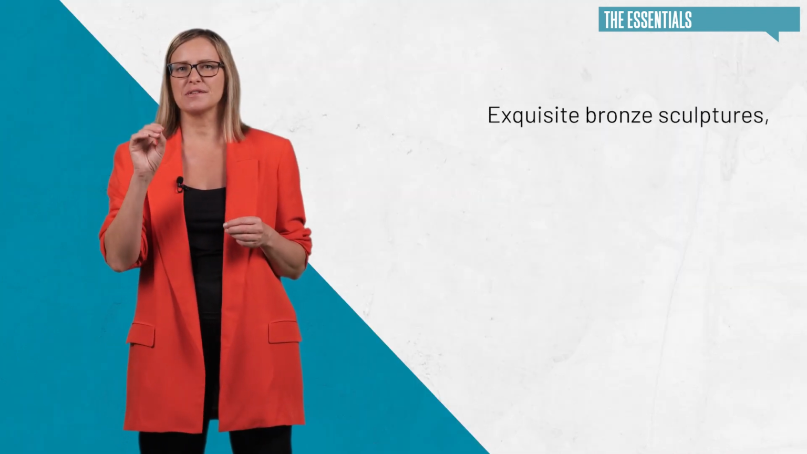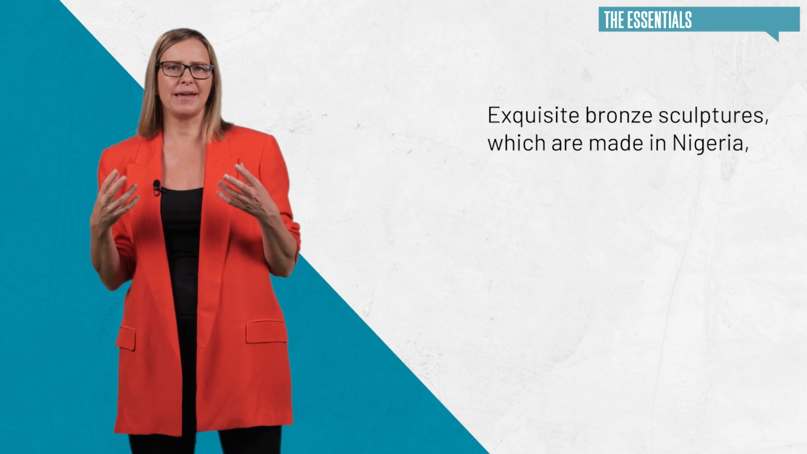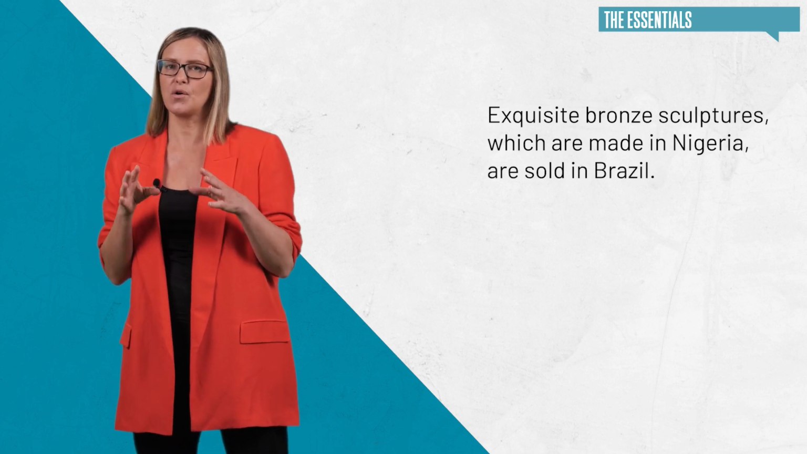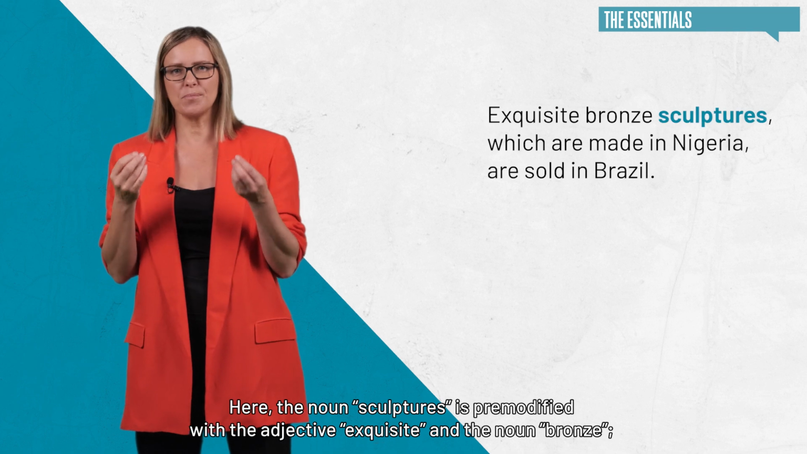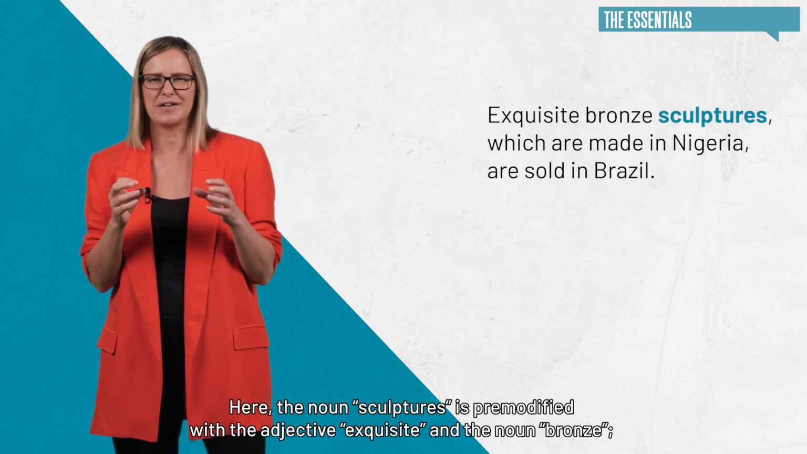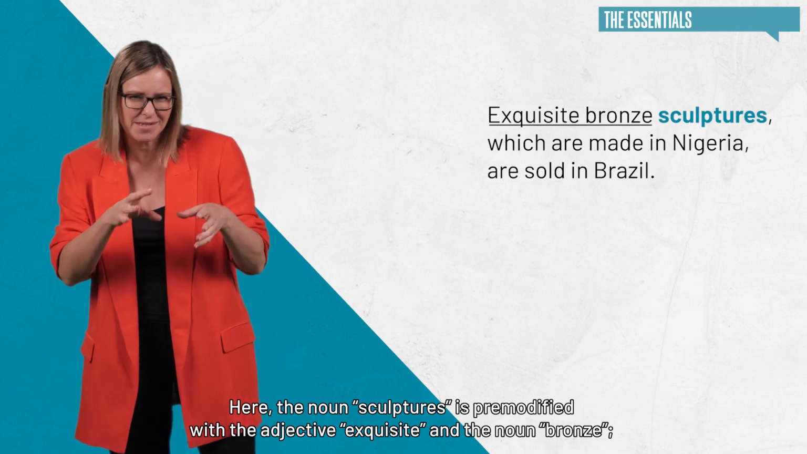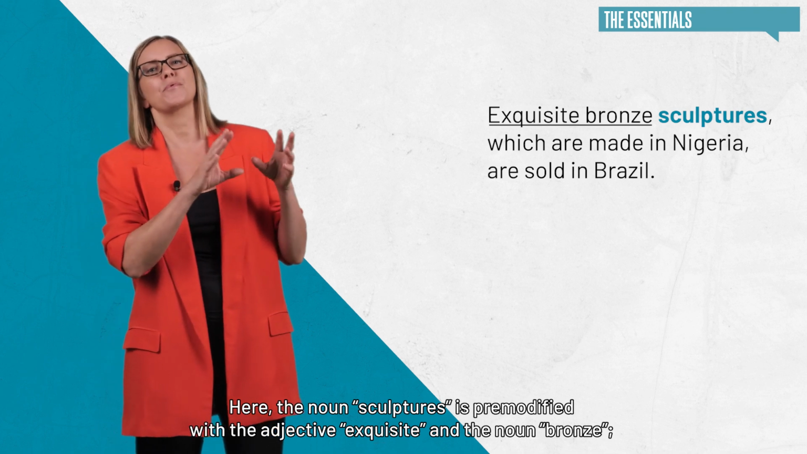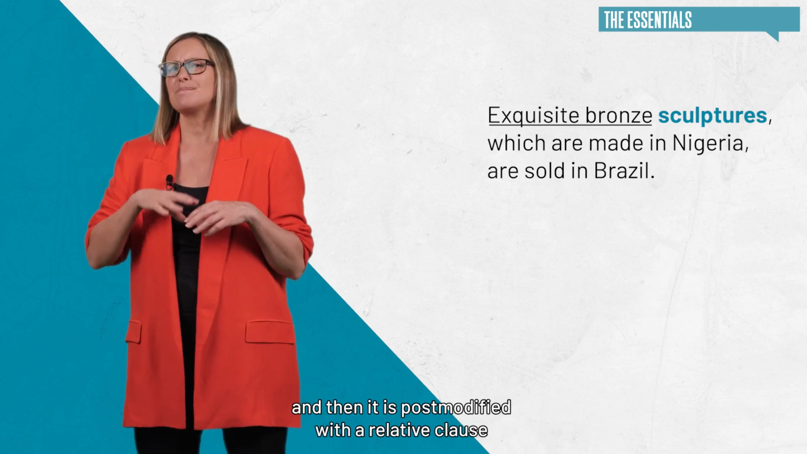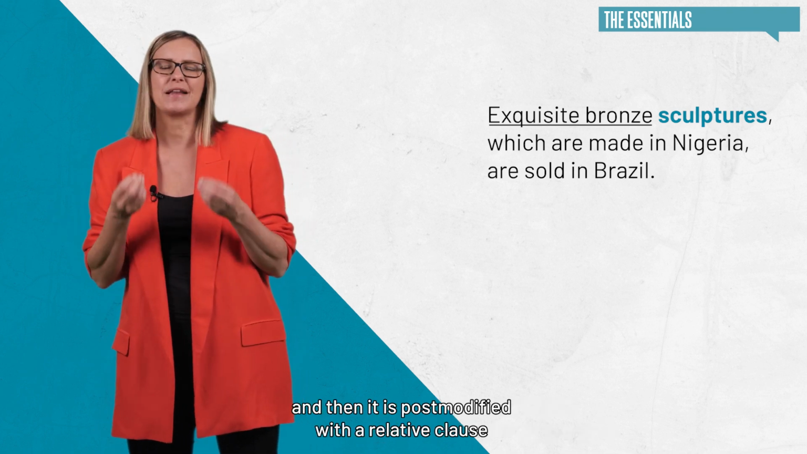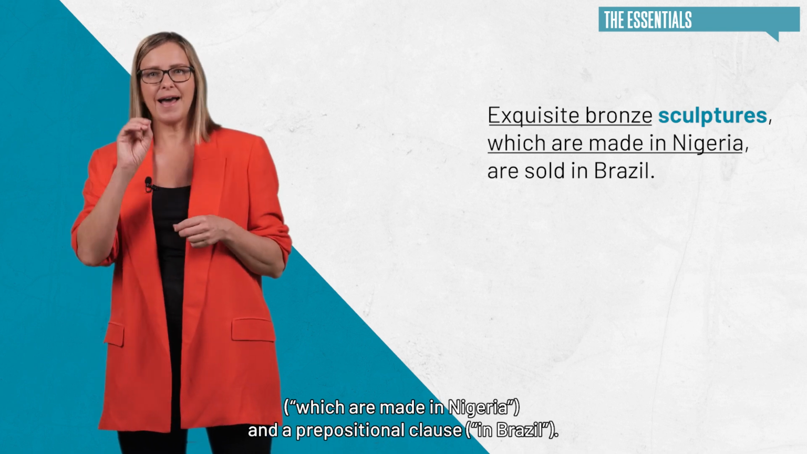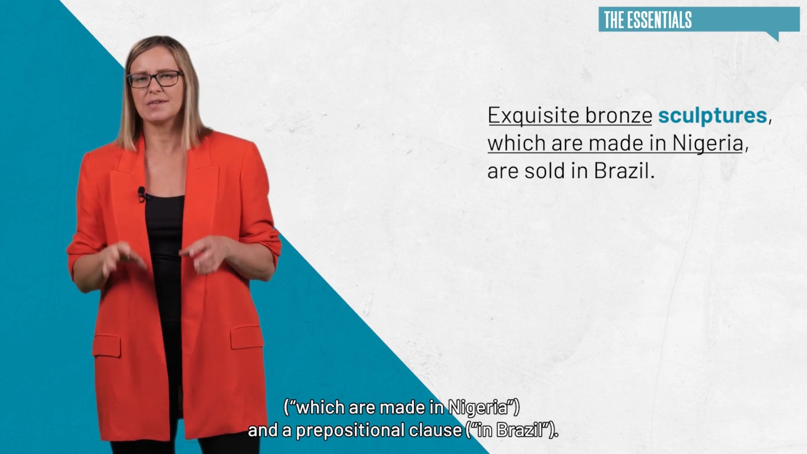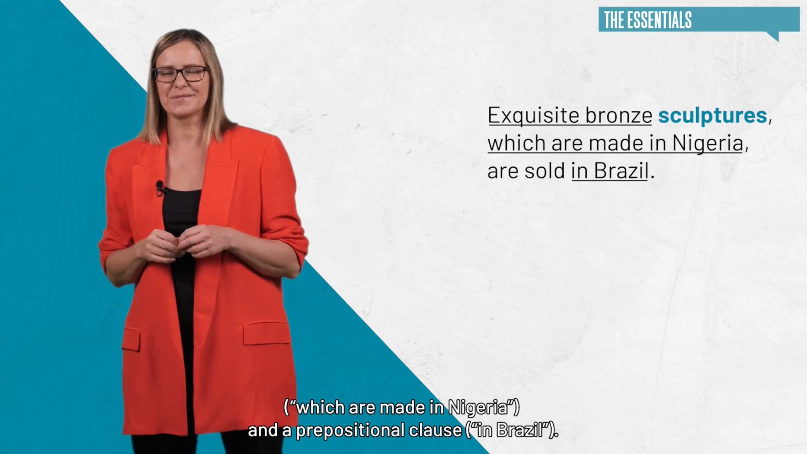exquisite bronze sculptures which are made in Nigeria are sold in Brazil. Here the noun sculptures is pre-modified with the adjective exquisite and the noun bronze. And then it is post-modified with a relative clause, which are made in Nigeria, and a prepositional clause in Brazil.